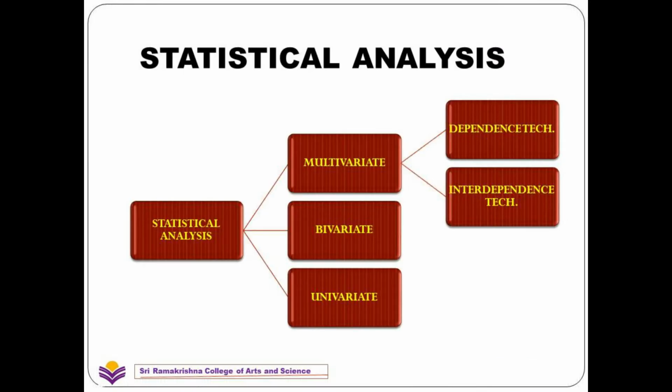In statistical analysis, it is divided into three broad categories: univariate, bivariate and multivariate. Univariate, where only one variable at a time is examined for generalization. Bivariate, the name itself gives the meaning: two variables at a time are examined for generalization. Multivariate, two or more variables at a time are examined for generalization.